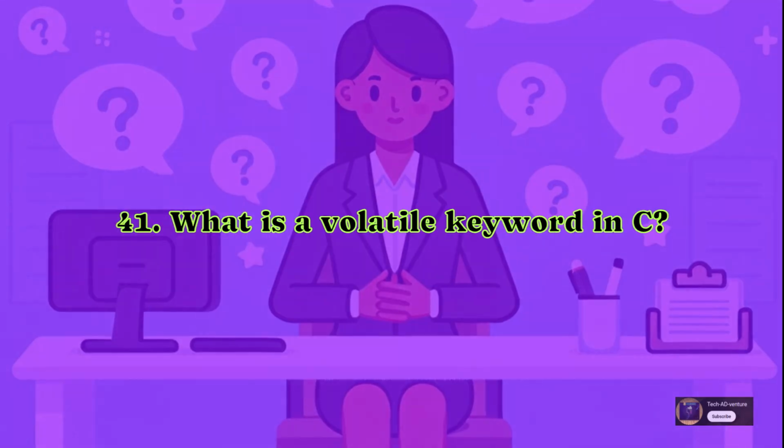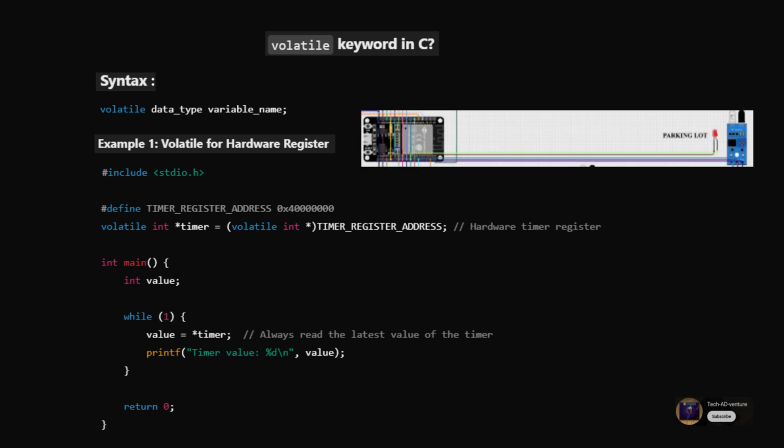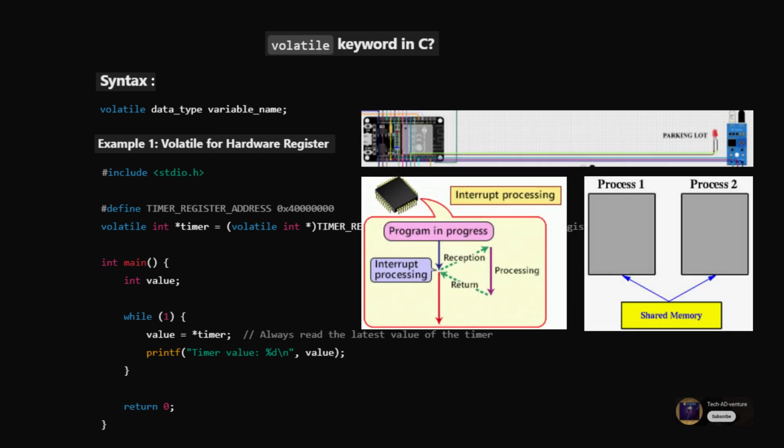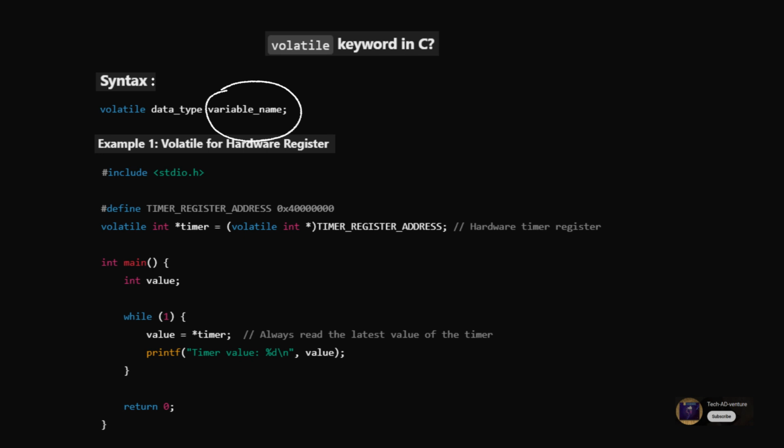41. What is a volatile keyword in C? Where is it used? The volatile keyword in C is a type qualifier that informs the compiler not to optimize a variable because its value might change unexpectedly at any time. This could happen outside the program's control, such as through hardware, interrupts, or shared memory. When a variable is declared volatile, the compiler ensures that every access to the variable is performed directly from its memory location instead of relying on any cached or optimized values.